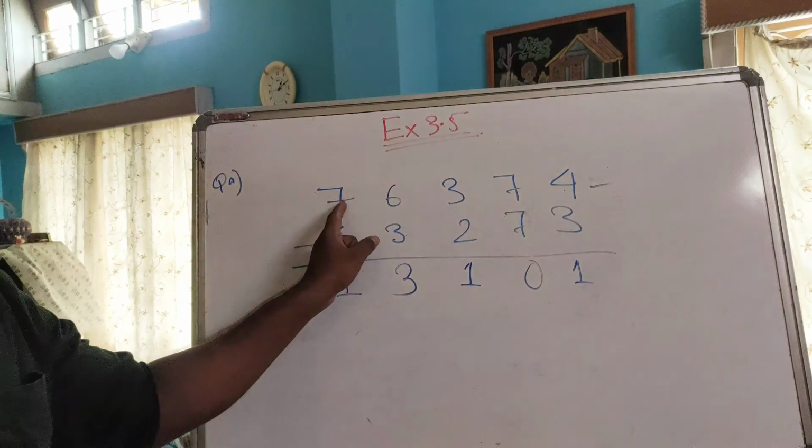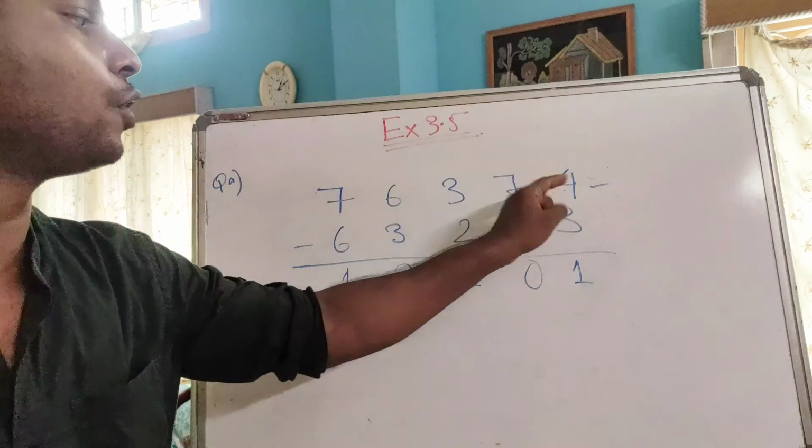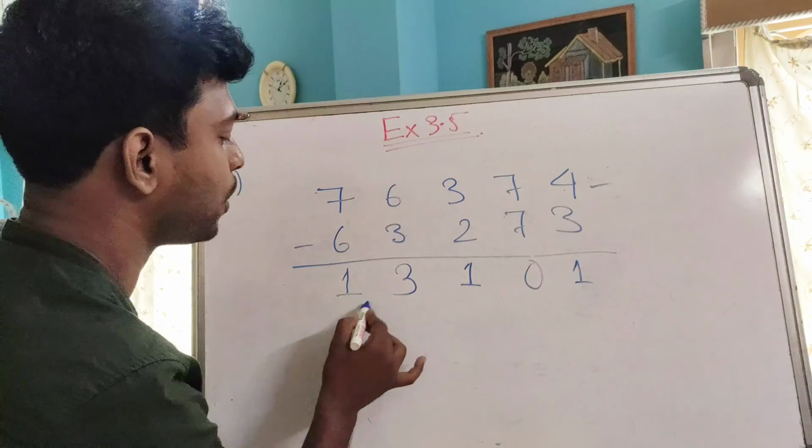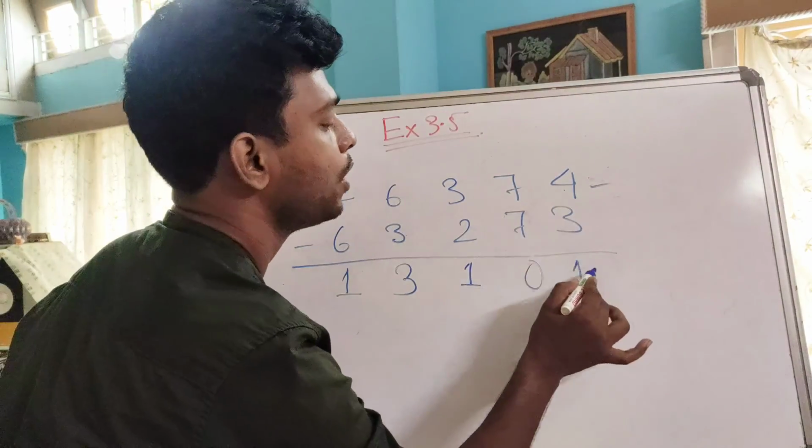Okay, so when we have subtracted 63273 from 76374, what do we get? We get this number, which is 13101.